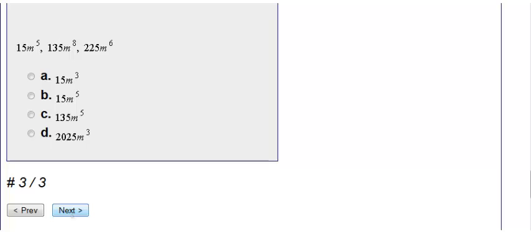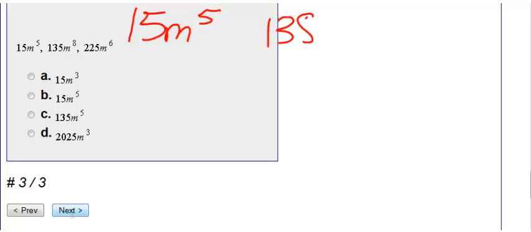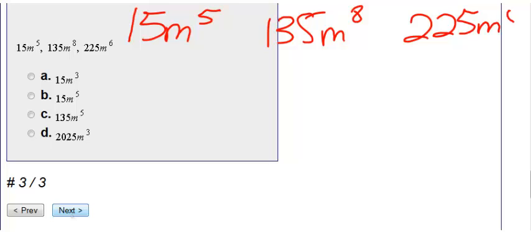And lastly, number 3, we have 15m to the 5th, 135m to the 8th, and 225m to the 6th. Okay, so I'm going to list my factors of 15. I have 1 times 15, and I have 3 times 5. These are my only options.